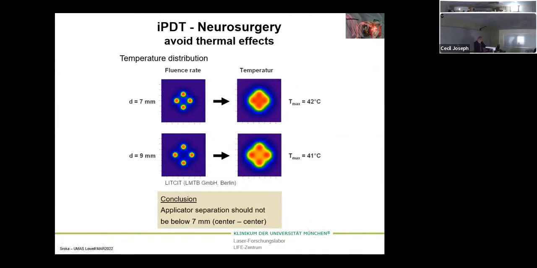We also need, especially for the brain, to look at potential thermal effects. So we calculated the position of, in this case, 4 fibers, the fluence rate and the induced temperature. When the distance is roughly 7 millimeters, we have a temperature increase to about 42 degrees. This is the absolute maximum which should be applied to the brain because of edemas. So if we use 9 millimeters distance between the fibers, we were a little bit below that temperature. And with this, also the medical doctors can live.